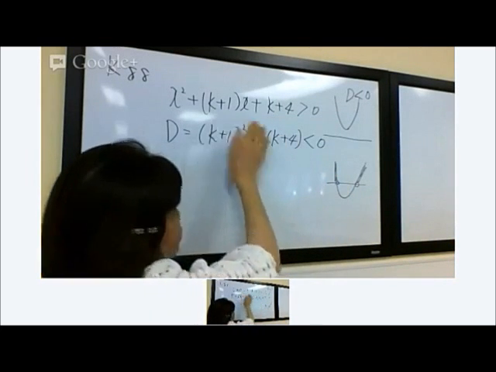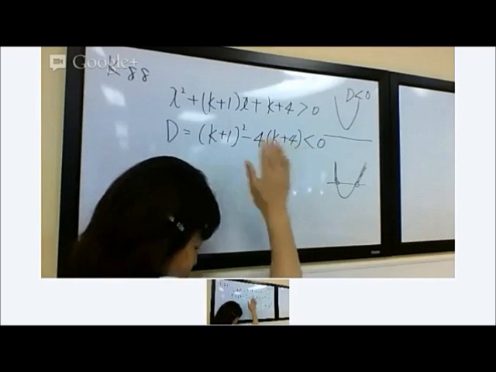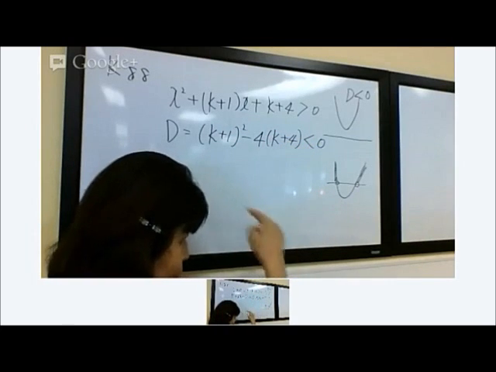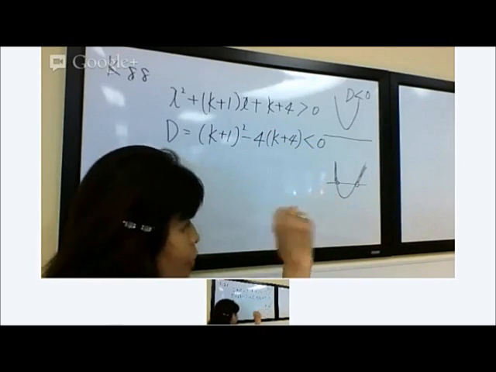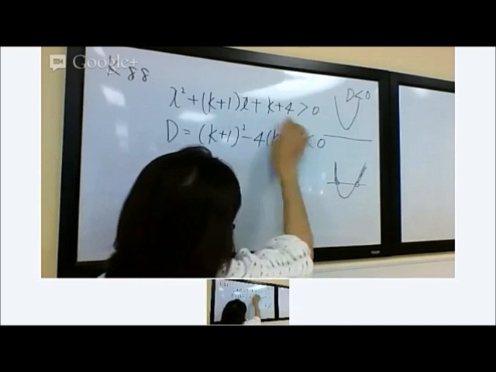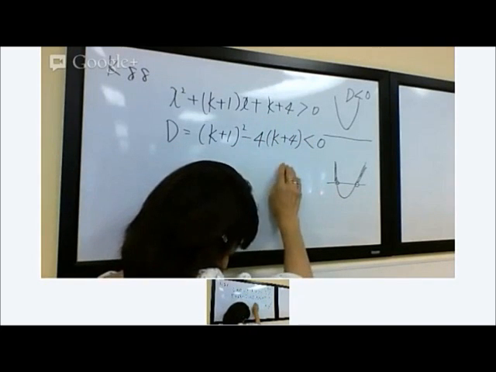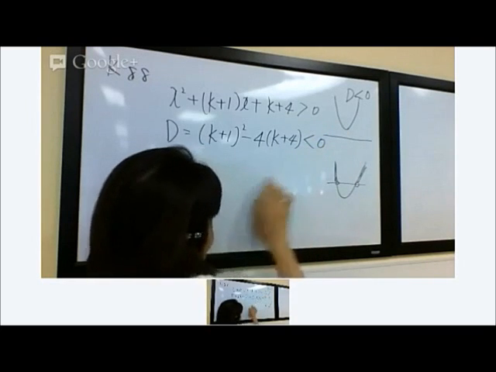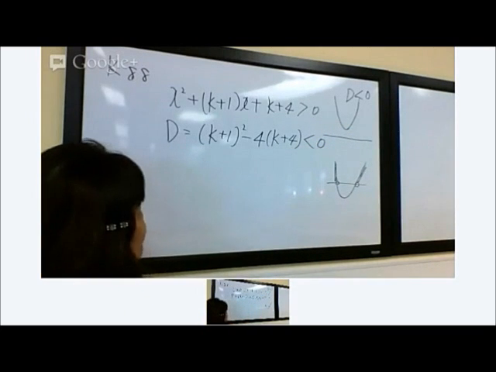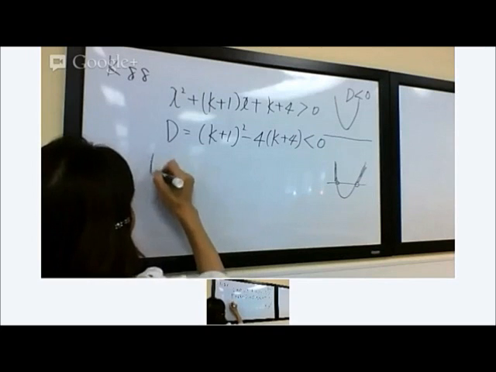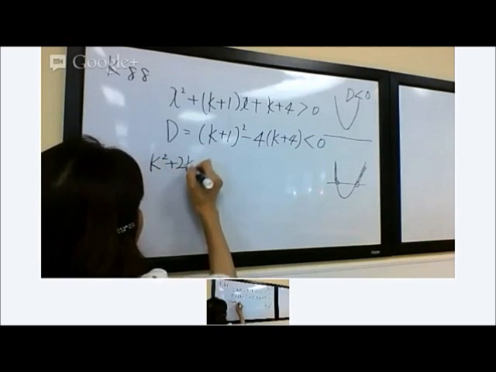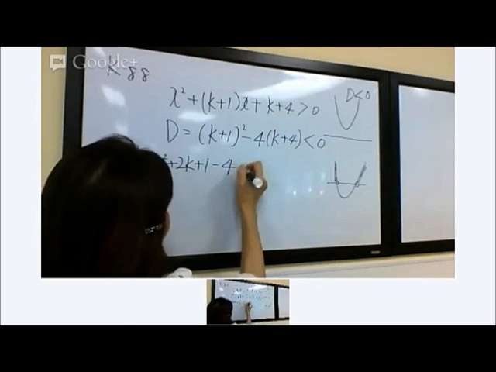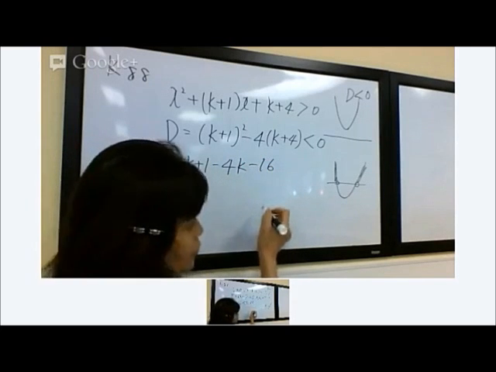That's why, what is D? D is B squared minus 4AC, right? Inside the square root in the formula. So we did this one, then we do this one. Then D is less than 0. So we need to solve this inequality now. So K squared plus 2K plus 1. Very abstract, right?